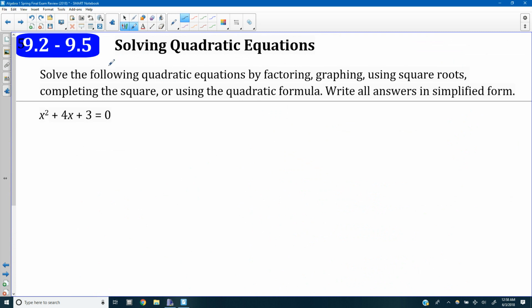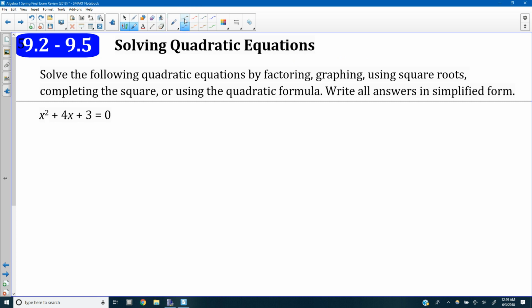Okay, chapter 9 stuff. Now I have 5 problems that have the exact same instructions but different problem types here. I'm going to see how much I can do with these, but this is what's going to take up most of the time, the last 10 problems of this thing. Solve the following by factoring, graphing using squares, completing the square, or the quadratic formula. I'm going to try and do as many as I'm able to do.